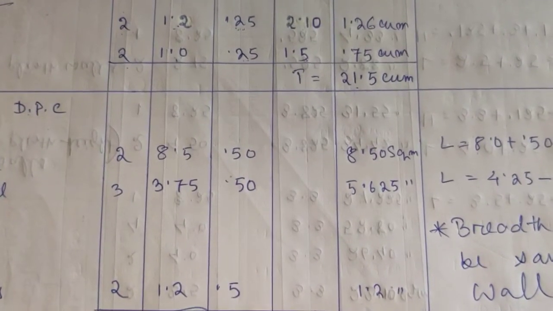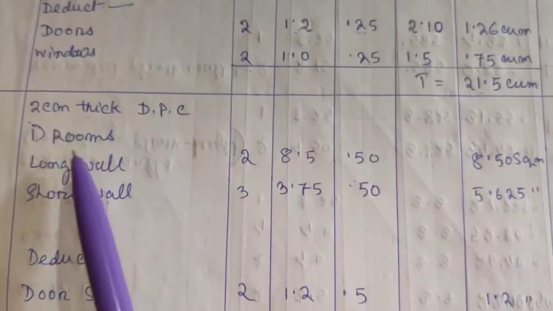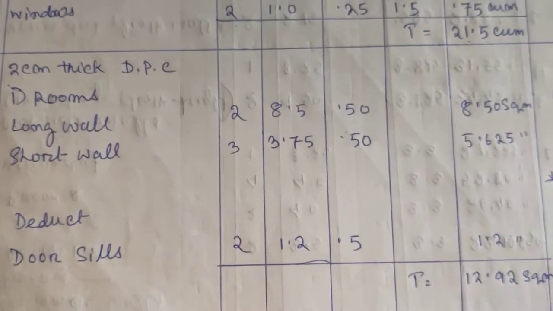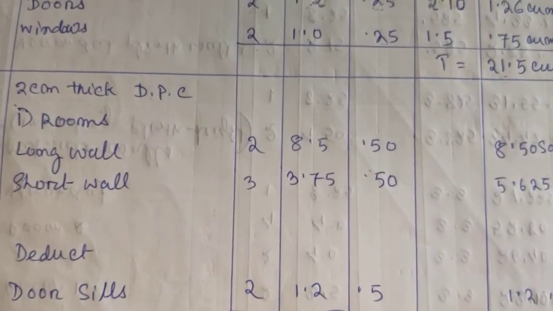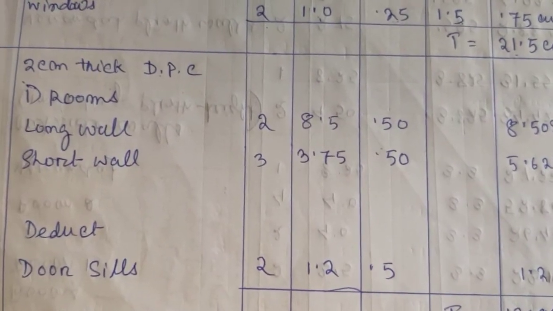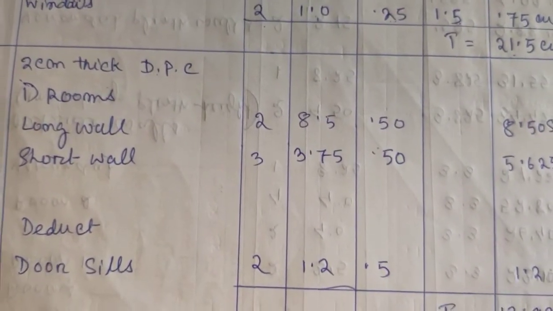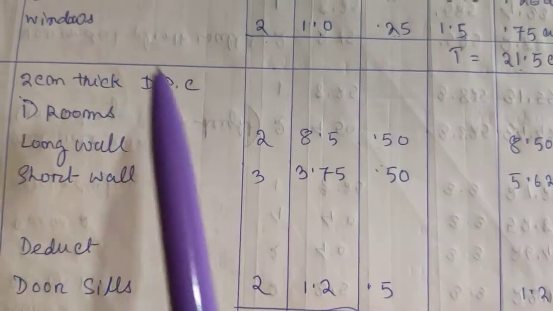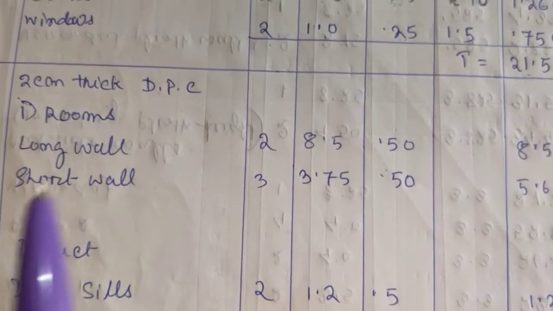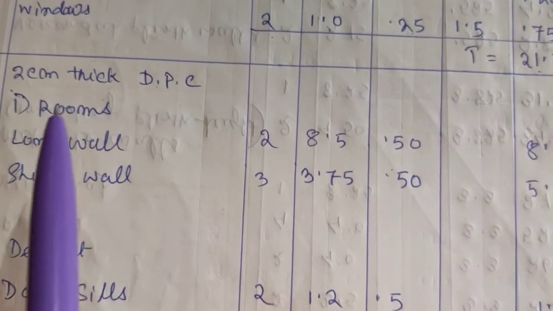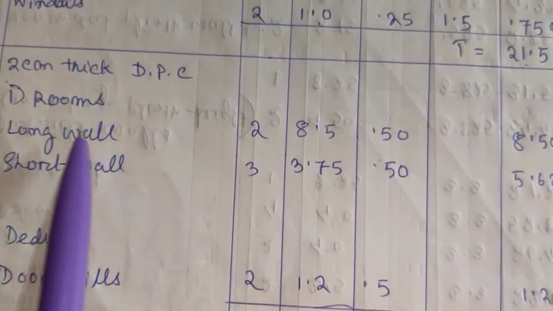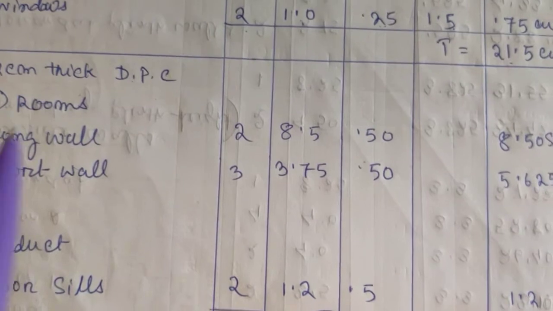Okay. Now here we will be applying DPC only in the rooms, not in the verandas. Because in the veranda there are no superstructure walls which can be damaged by capillary action of water. So we will apply DPC wherever there is superstructure wall, and in this case superstructure walls are present only in the rooms, not in verandas. So we will calculate this quantity for the rooms only.